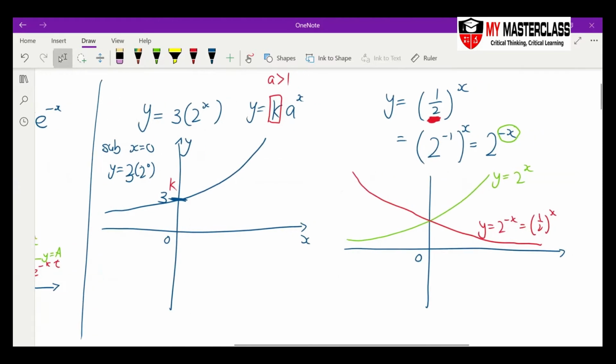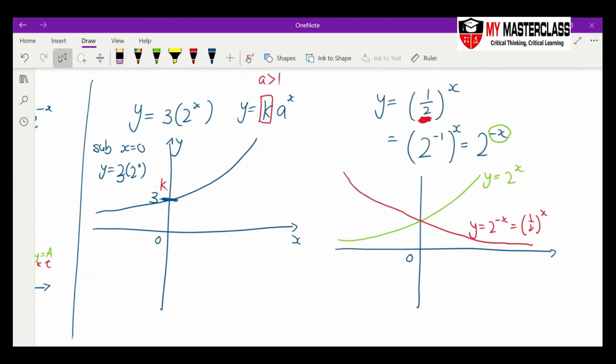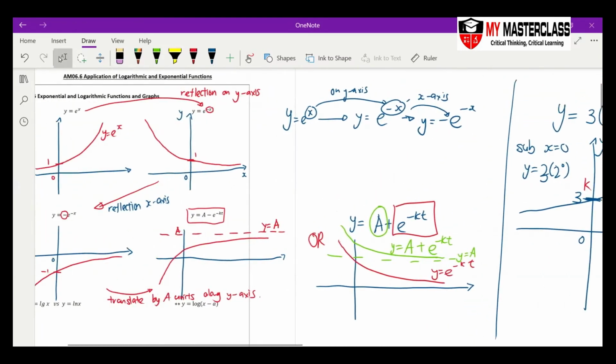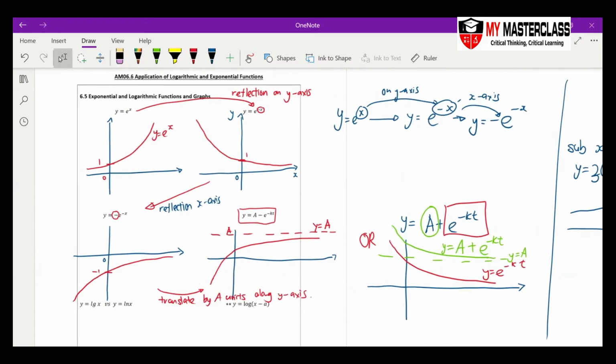This is more for your E-math. So be careful. Your base must be greater than 1. If your base is not greater than 1, please change it to greater than 1. Then you draw. Now after today, I hope that you know all the shapes of the graph and how they transform.